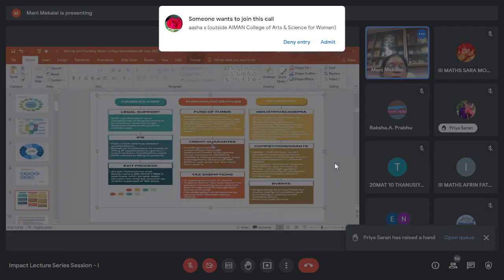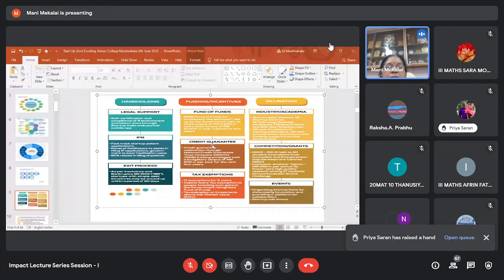Now I am presenting the components. There are three components: handholding, funding, incentives.